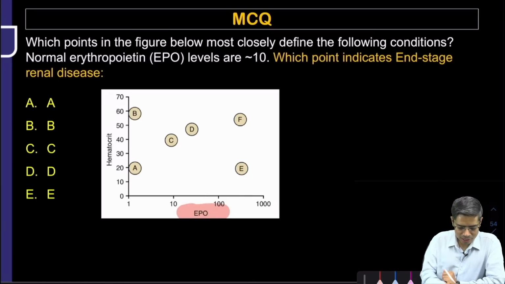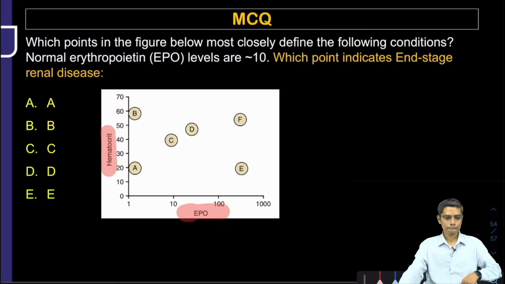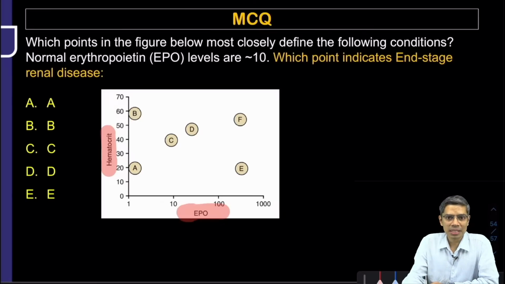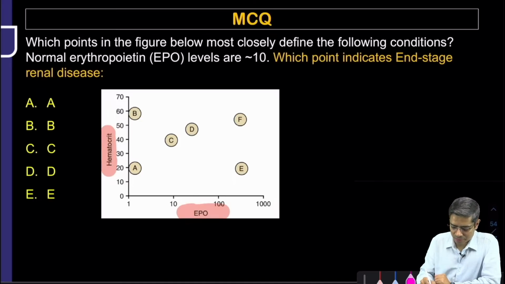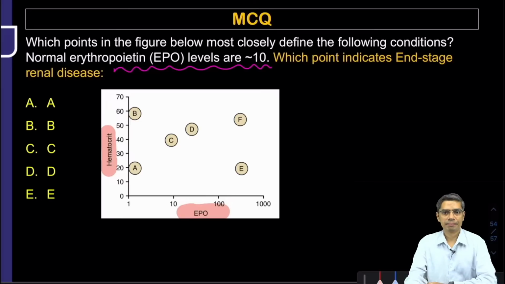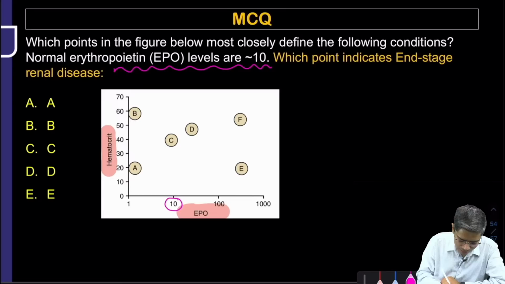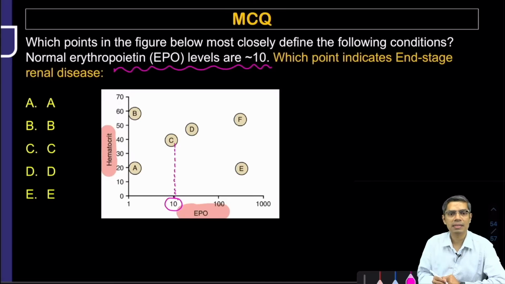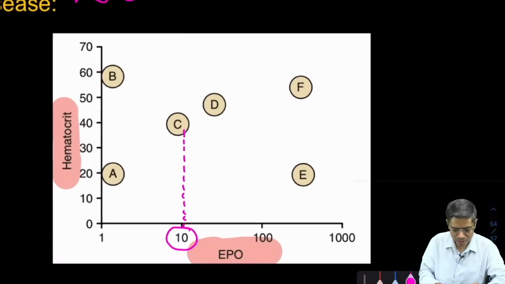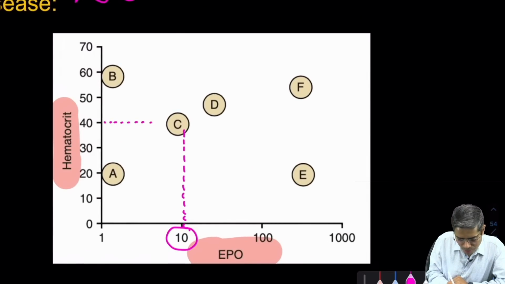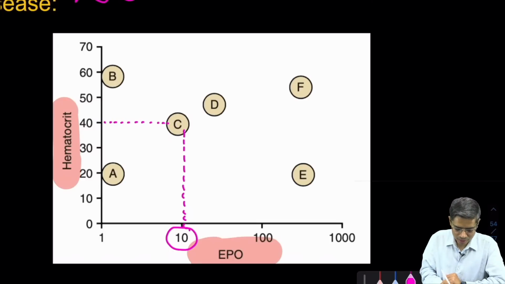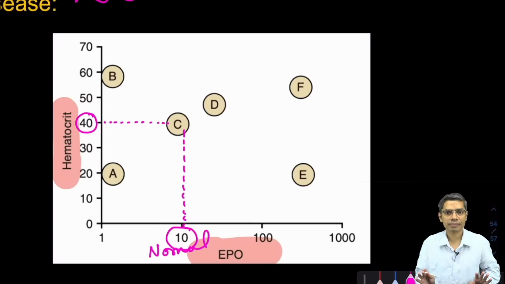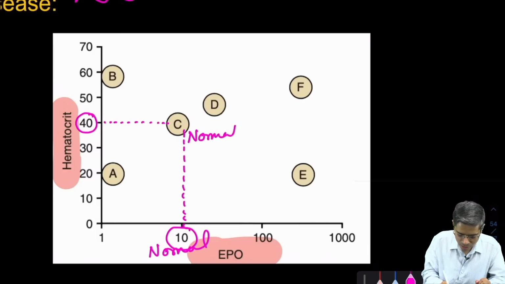The x axis is erythropoietin and the y axis is hematocrit. First of all, in the question it is given that the normal erythropoietin level is 10. From this number 10 I drop a perpendicular, and it cuts point C. Then from there I drop another perpendicular to the y axis. So I can understand that when the erythropoietin level is normal, the hematocrit or packed cell volume PCV is 40. So in this patient hematocrit is 40 and erythropoietin is 10, and point C indicates the normal point.